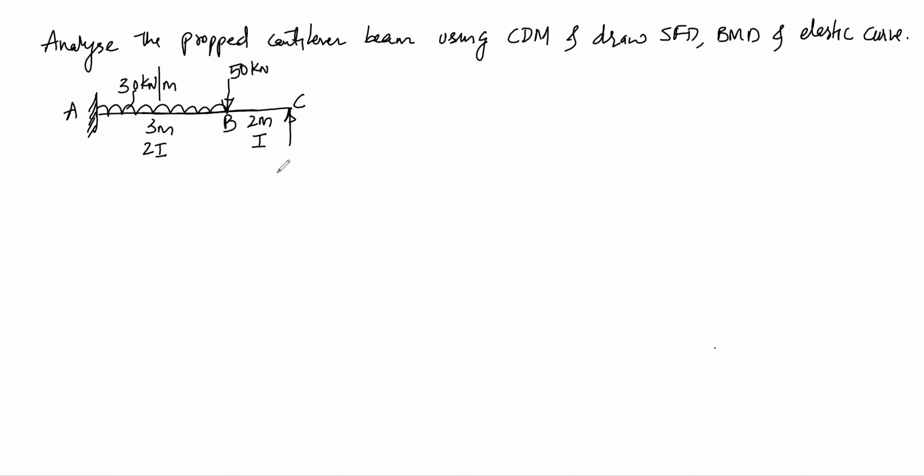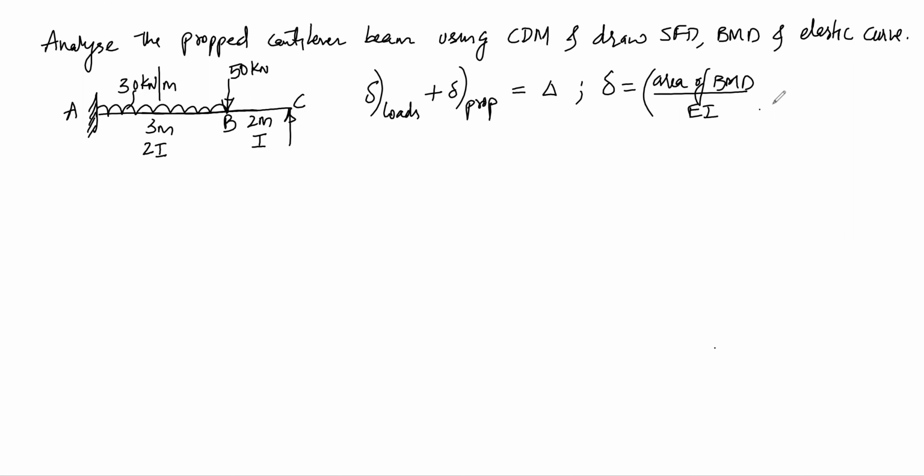So how do we consider this? So here, as usual, we know the consistent deformation equation is given as deflection due to loads plus deflection due to prop is equal to total settlement of supports, and deflection can be calculated as area of bending moment diagram divided by EI multiplied by centroidal distance.